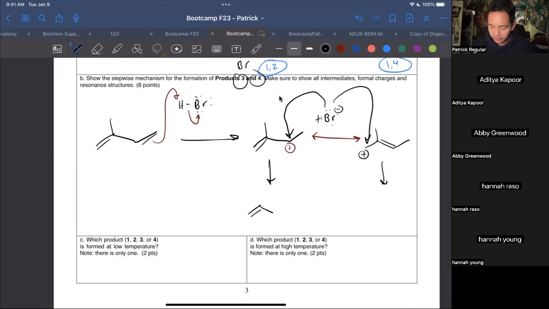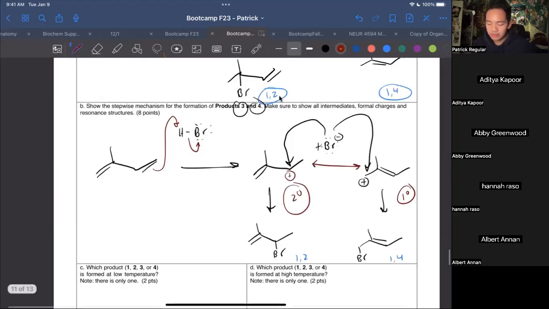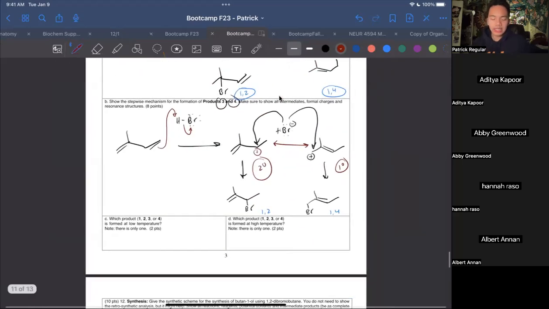We would get these two products. This would be our 1-2 addition. This would be our 1-4 addition. This would be secondary. This would be primary. Just some personal notes. Now let's identify it.